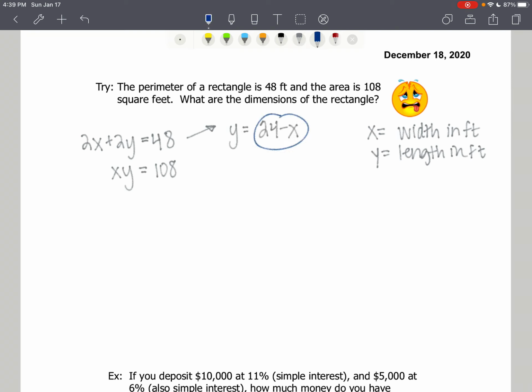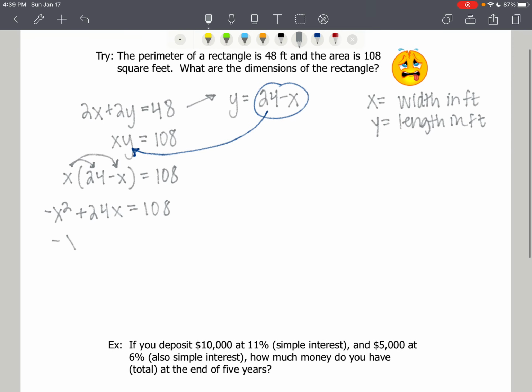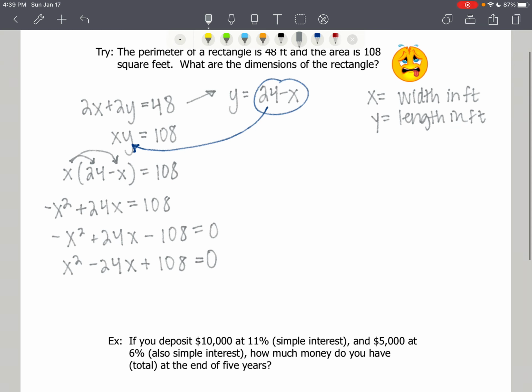And then I put that 24 minus x expression in for y, and I got x times 24 minus x equals 108. Negative x squared plus 24x equals 108. If I bring the 108 over, just in case you did that, I can multiply each term by a negative and handle that like that instead of moving everything over to the right.